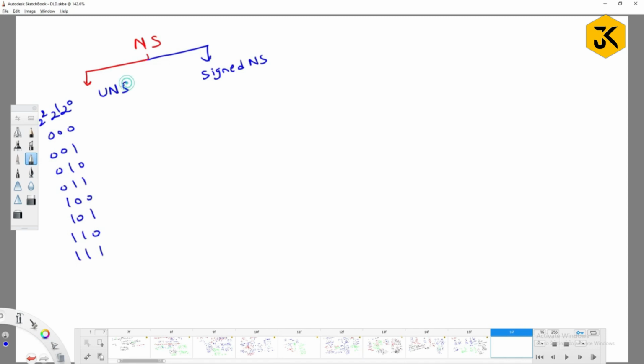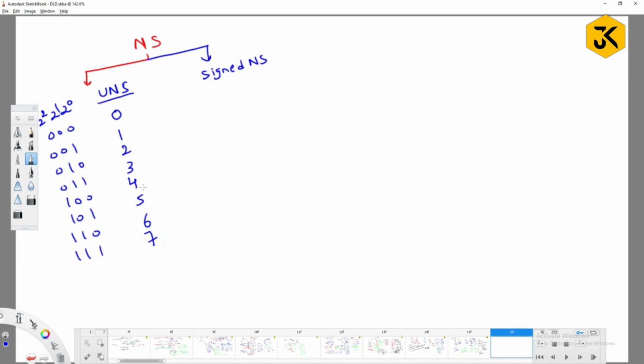So in unsigned number system, unsigned means there is no signed representation. If there is no signed representation, how many values can you store? 0, 1, 2, 3, 4, 5, 6, 7. Is it okay? So 7 I can represent as 111.